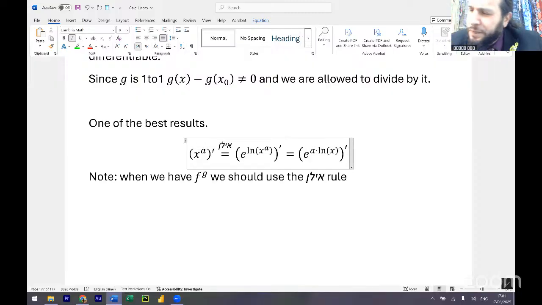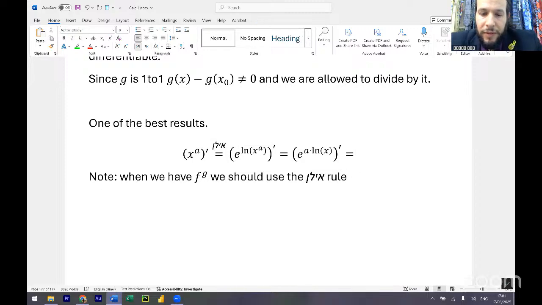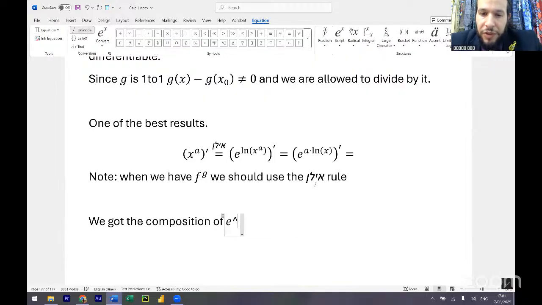So how does this help me calculate the derivative? This is the composition of e to the x and a log x. Do you agree? That's the composition? So we can use the chain rule. What's the derivative of the outer function? What's the derivative of e to the x?